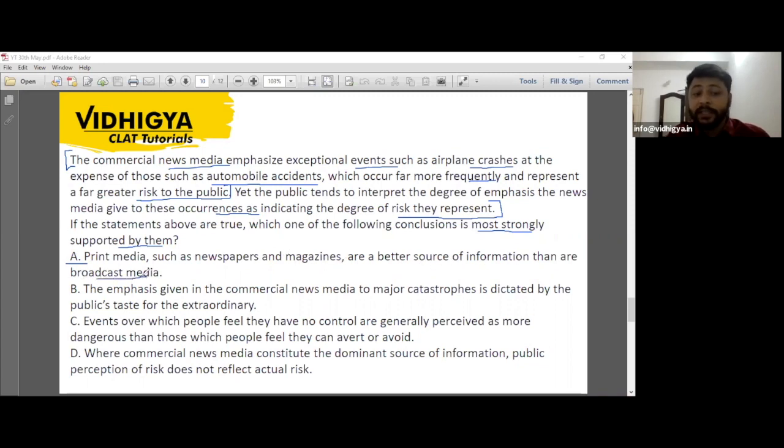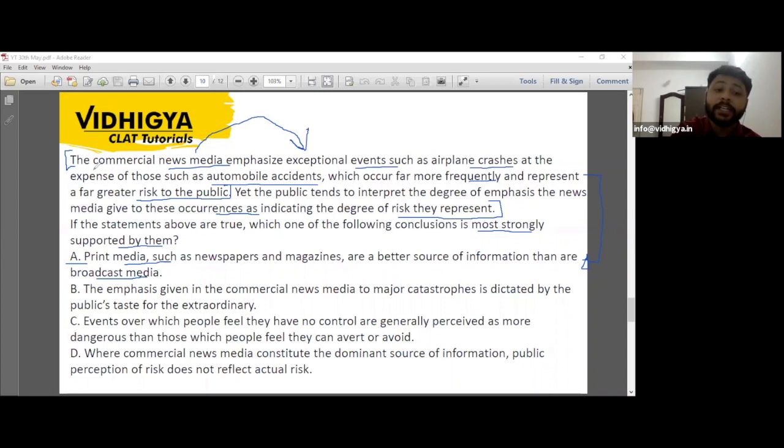This is not the conclusion that is supported by this stimulus, and why I'm considering that. Why can I say that? All right, so this is the point of discussion now, and let me tell you. When I say print media such as newspaper and magazines are a better source of information than a broadcast media, they're specifically talking about commercial news and putting emphasis on these things, and the interpretation of the public, how the public interprets this.